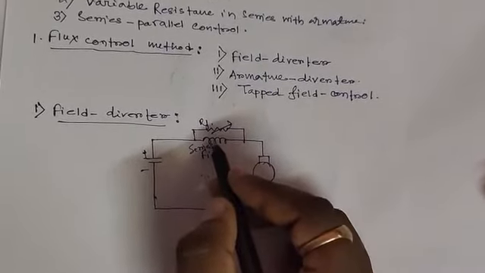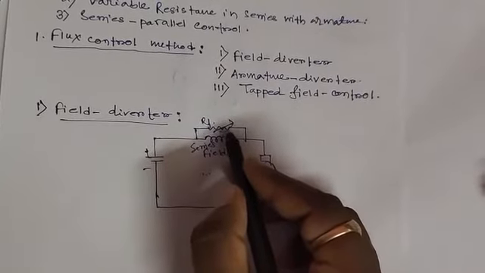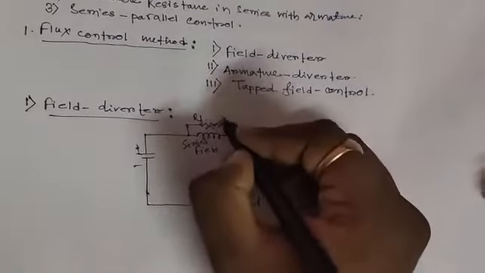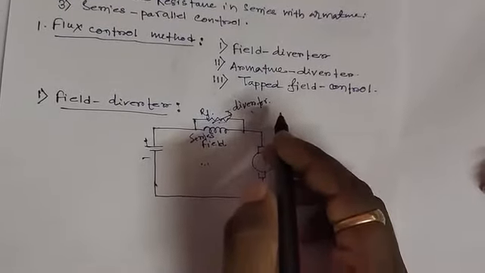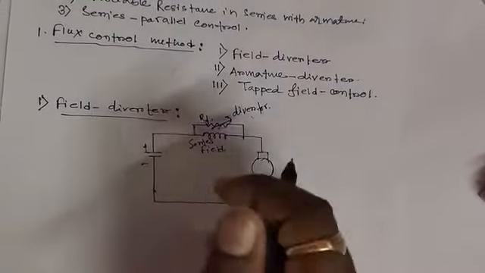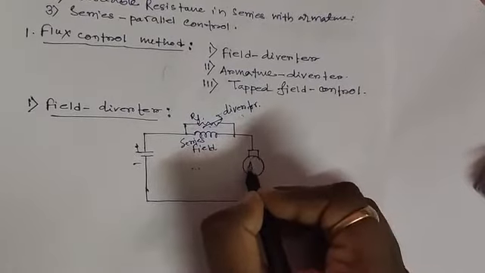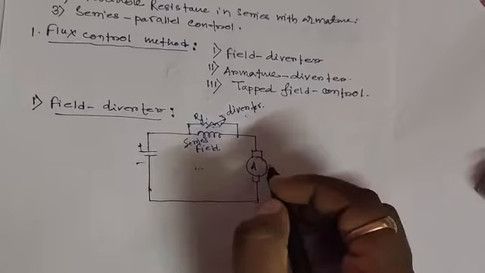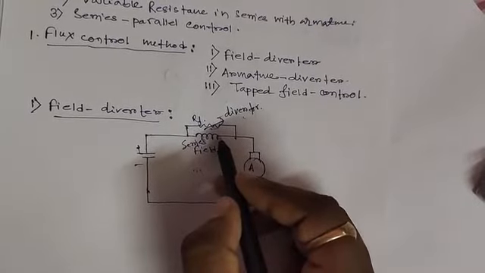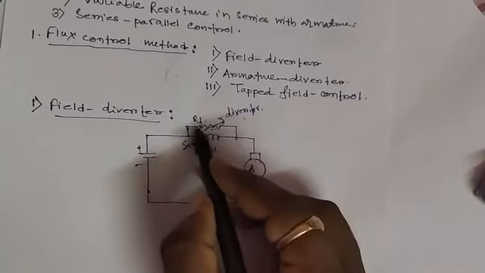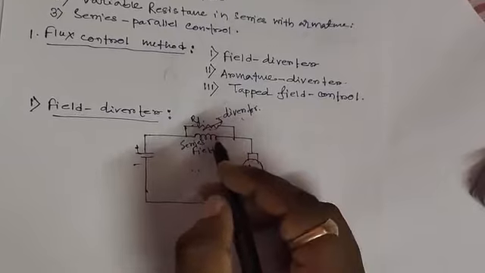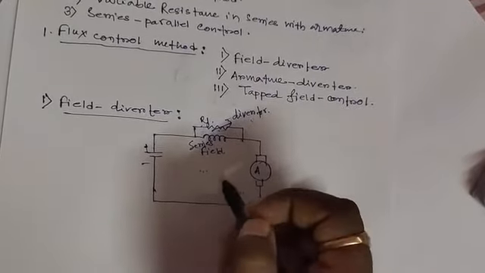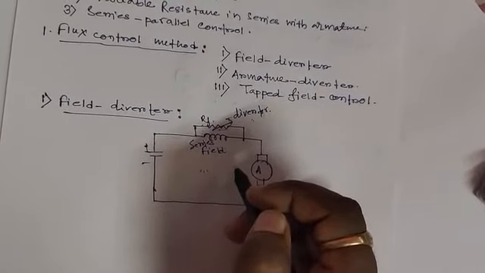This variable resistor is called a diverter, as the desired amount of current can be diverted through it. Hence the current through the field coil decreases. Since the diverter resistance is connected in parallel with the series field, the current is diverted through the resistor and the current through the field coil decreases.